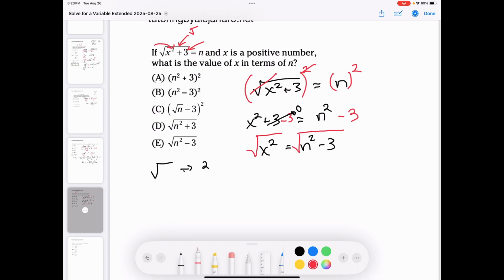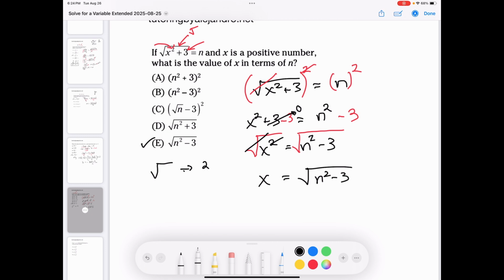Remember to do it to the entire expression. Okay, so now I can cancel out the square with the square root, and I'm left with x on the left equals square root of n squared minus 3. And that means that my answer here is E.